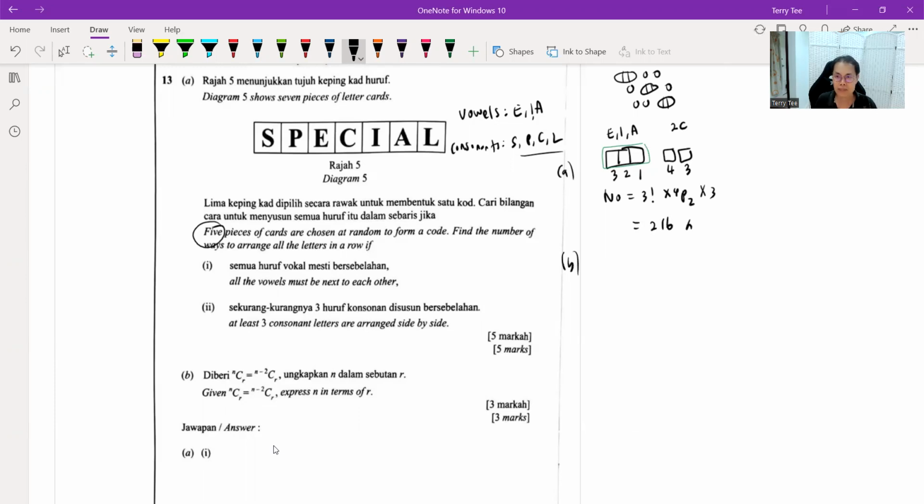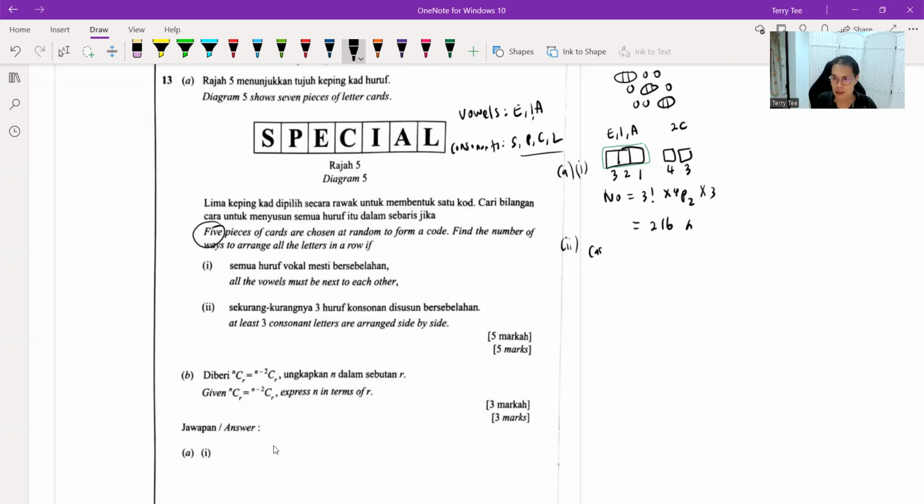Okay, second one. This is still Roman part A. Roman 2: at least 3 consonants are arranged side by side. Side by side is the same as next to each other. So here we're going to consider a few cases. Now, when you say at least 3 consonants, we can arrange 3 consonants.